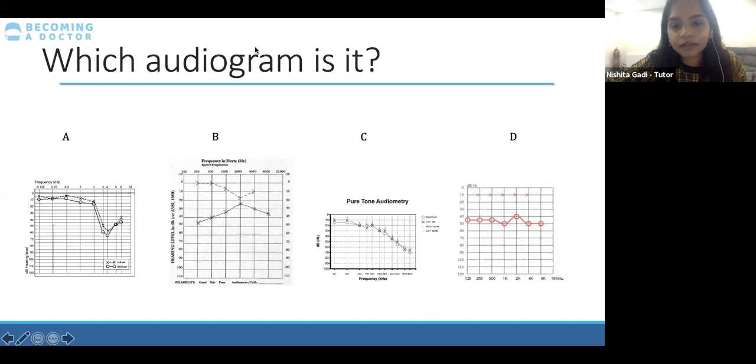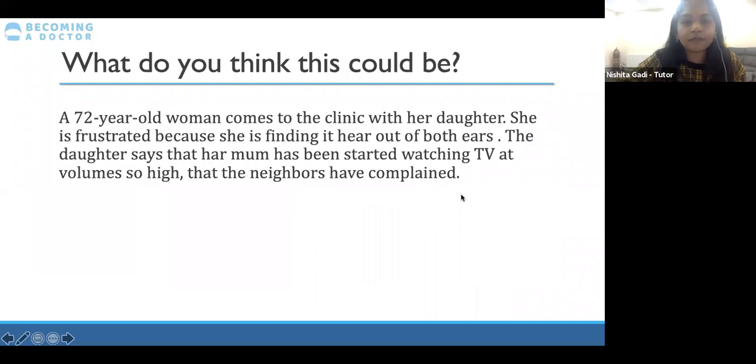Okay, next one. So next case, a 72-year-old woman comes into the clinic with her daughter. She is really frustrated because she's finding it difficult to hear out of both ears. The daughter says that her mum has started to watch TV at really high volumes, and the volumes are so high that even the neighbours have complained, but the mum does not think that it's that high.